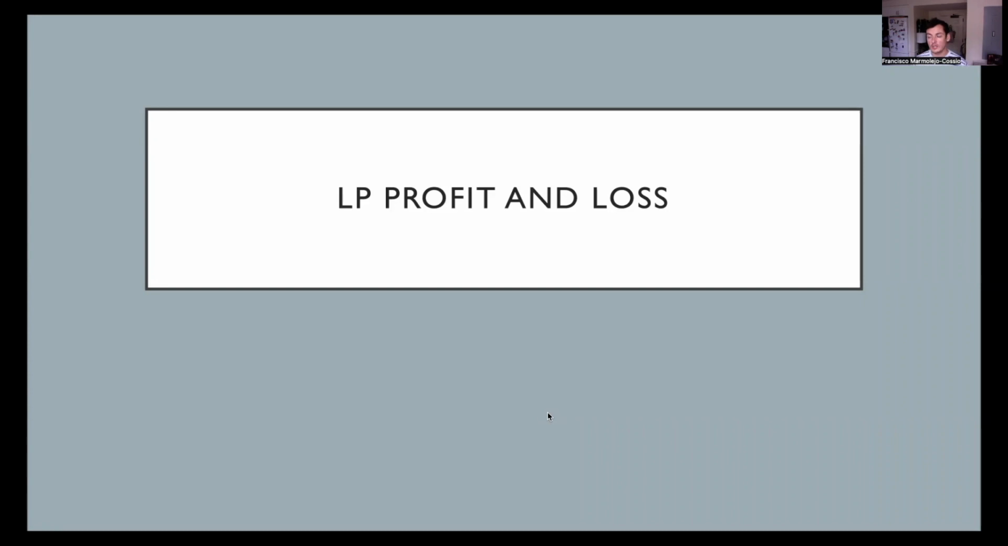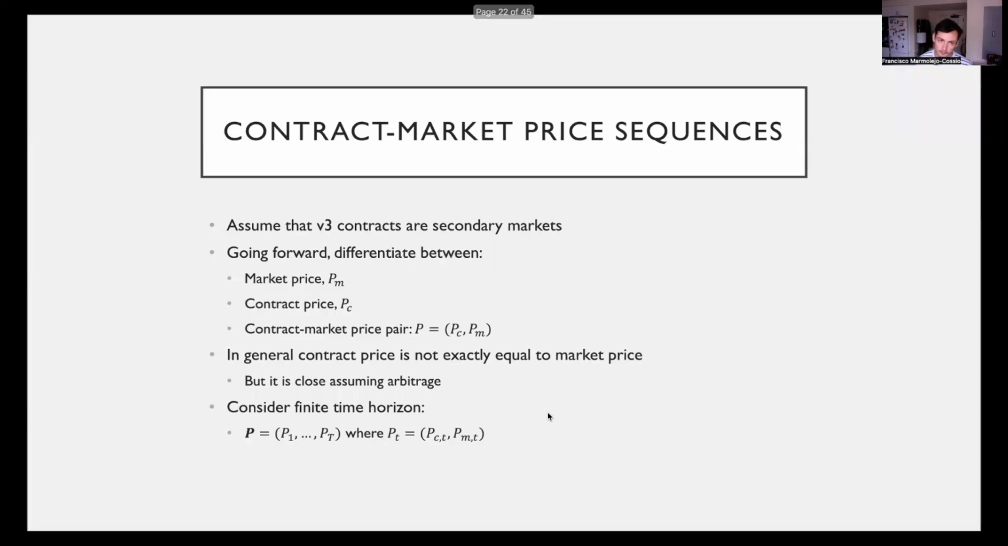So with that long exposition on Uniswap V3, we're ready to delve into the main tools that we use in this work. The first is that we express the liquidity provider's profit and loss over specific price sequences.